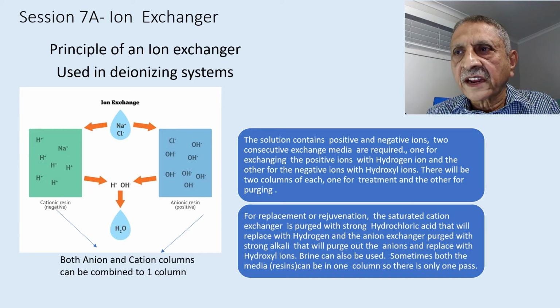And then we can use it again. We can use the other for cationic resins and anionic resins. Use strong brine, and for cationic you use strong hydrochloric acid.